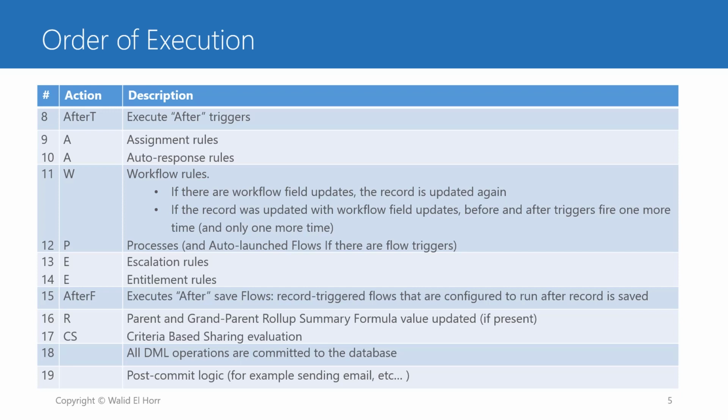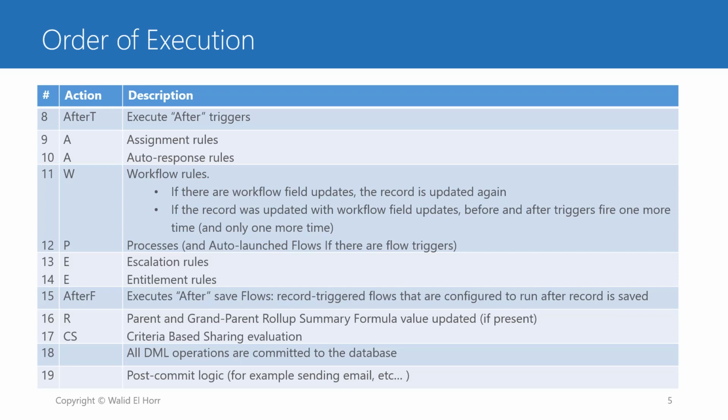Step 16 is if you have any rollup summary fields on the parent record of the record being saved, those will calculate and update in this step. This will cause the parent record to run through the full order of execution as well. Also, the same is applicable on the rollup summary fields of the grandparent record if they exist. Step 17 is evaluating criteria-based sharing. Step 18 is committing all DML operations to the database.